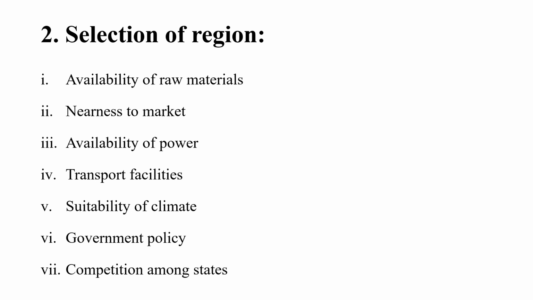Next one is transport facilities. For bringing the raw materials, or to make it available to the customers in the market, we need transportation facilities. It might be rail, roadways, or water transportation, but there should be a transportation facility. Next one is suitability of climate. What is the necessity of the climate? Most of us don't know.